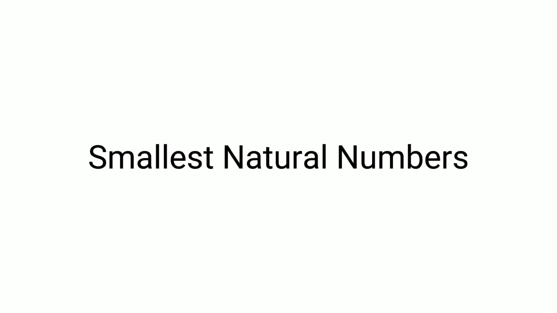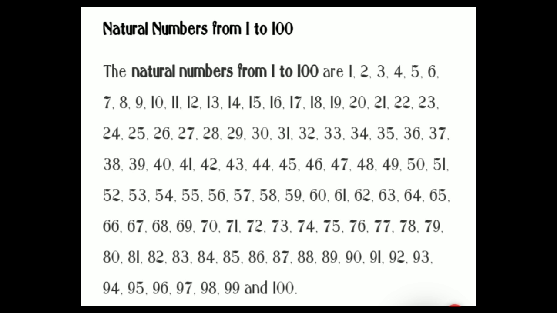The smallest natural number is 1. We know that the smallest element in N is 1, and that for every element in N, we can talk about the next element, which is 1 more than that element. For example, 2 is 1 more than 1, 3 is 1 more than 2, and so on. These figures show the natural numbers from 1 to 100, which are all positive numbers.